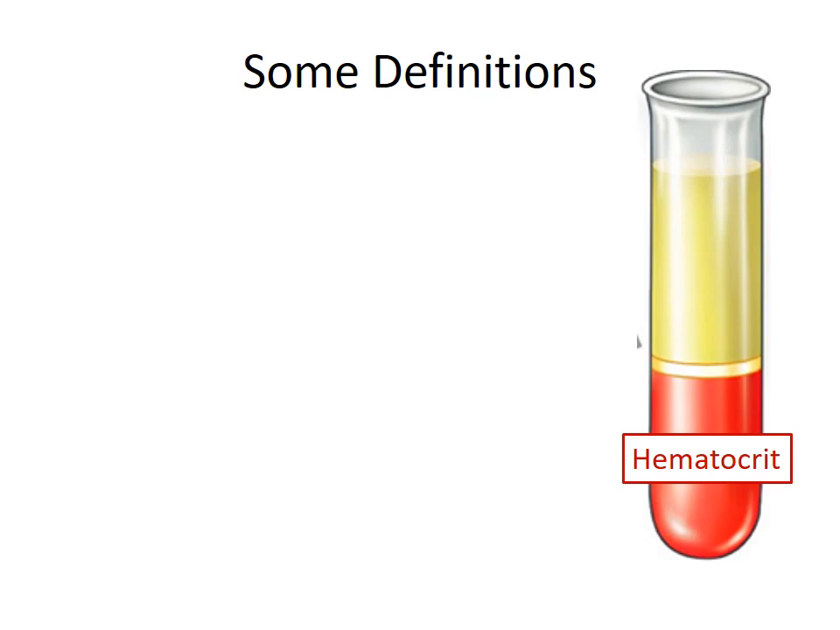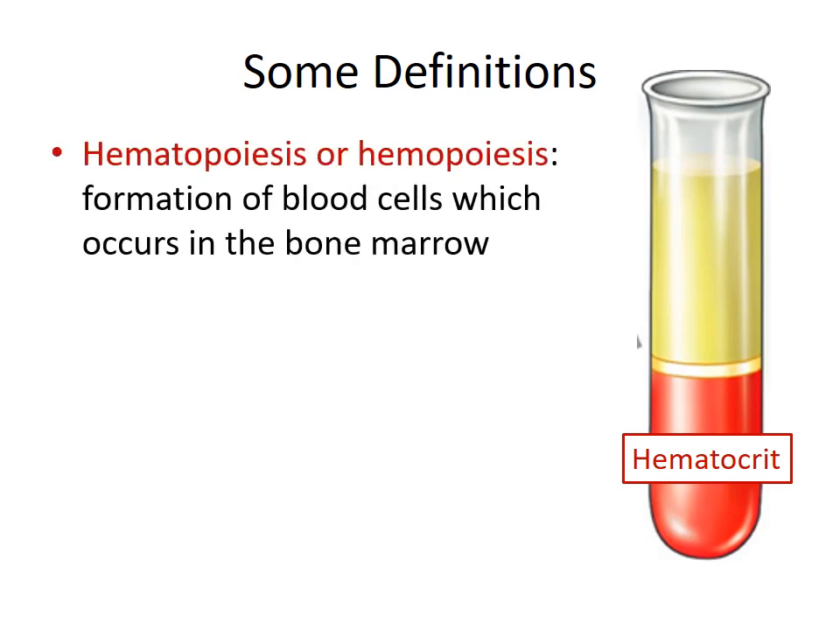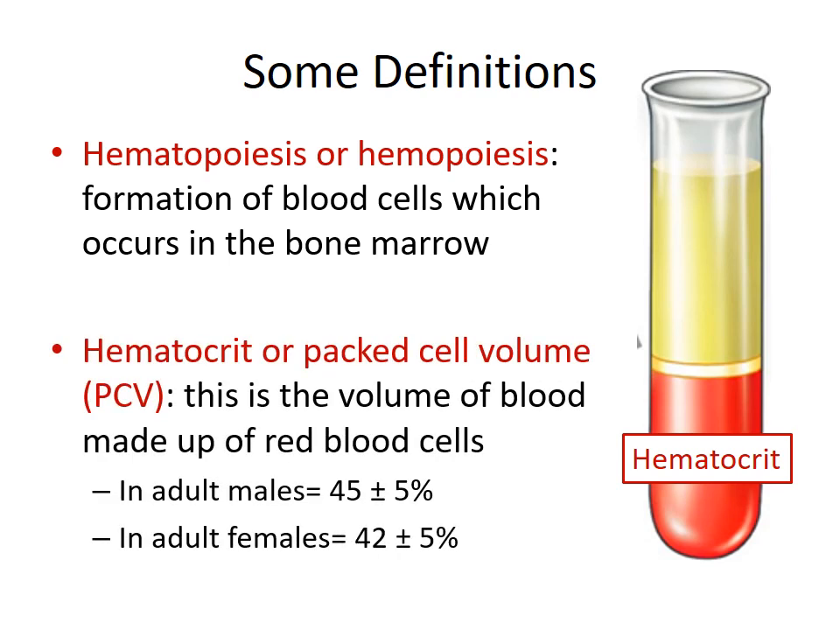Now we will see some of the important definitions. Hematopoiesis or hemopoiesis, it is the formation of blood cells which occurs in the bone marrow. Hematocrit or packed cell volume.